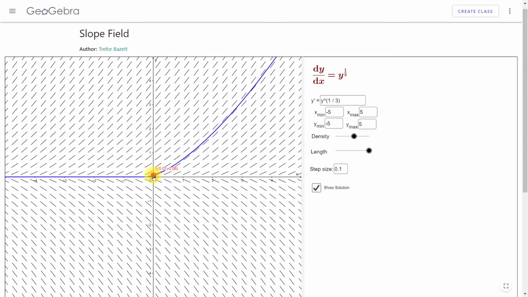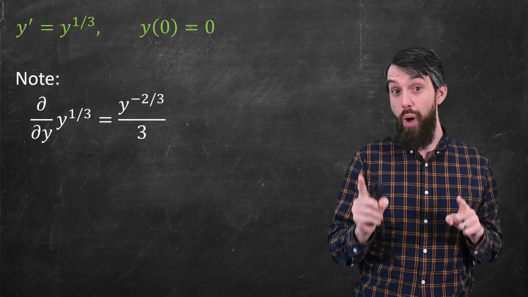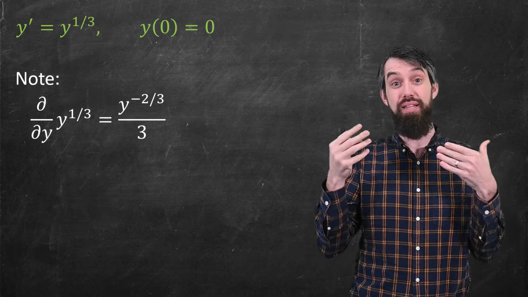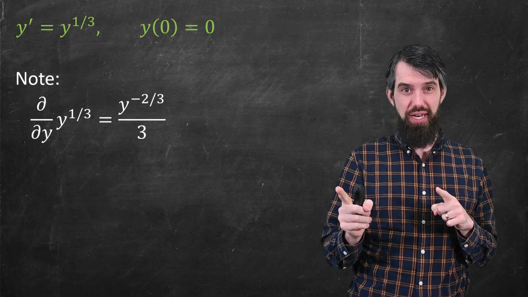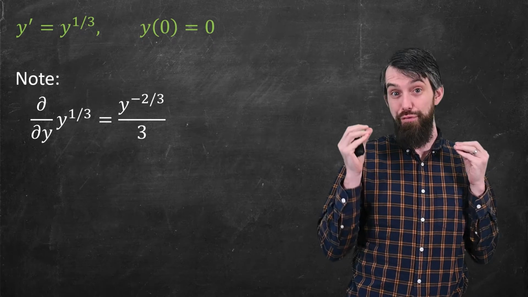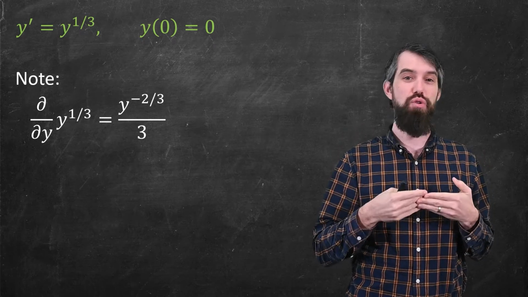And then the third, which the computer isn't going to show to me, is y equal to 0 exactly along the axis. Now, I want to note one thing that's going to help us when it comes to stating our existence and uniqueness theorem. Y to the 1/3 is a bit of a weird function. This is a function that has a vertical asymptote at the value of y equal to 0.